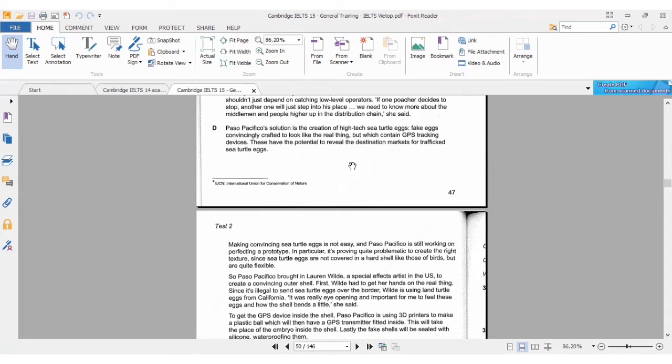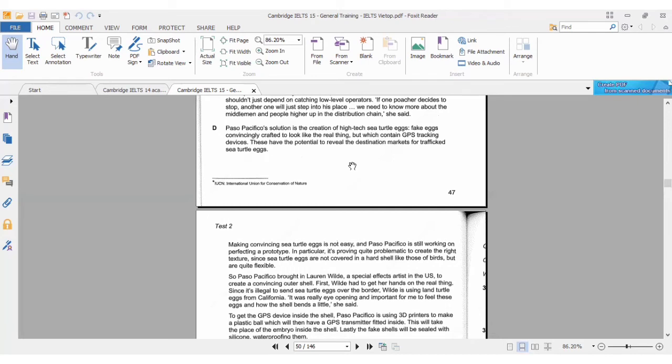Do you remember Edin where we talked about something looking real? Do you remember? This is the way it falls on me. When you read a paragraph, if you have summarized the Edin to yourself beforehand, as you are reading, your brain will just find the answer. Okay, so let me take that again so that we digest it. Passo Pacifico solution is the creation of high-tech sea turtle eggs, fake eggs, convincingly crafted, made to look like the real thing. If I were you, I would not bother reading anything else again because I know I found the answer. But I would not encourage you to do that.